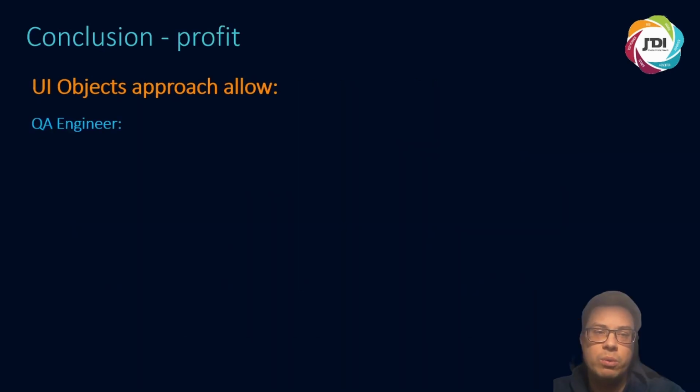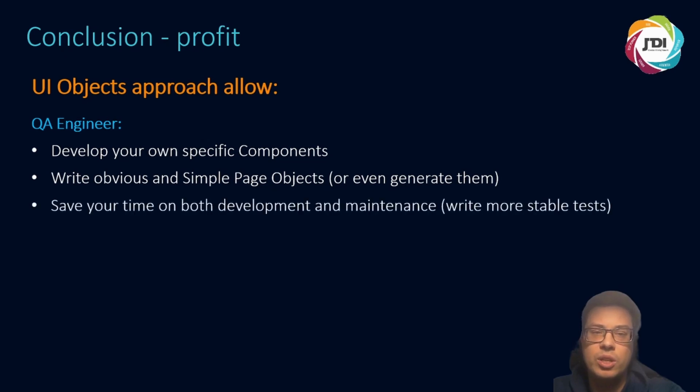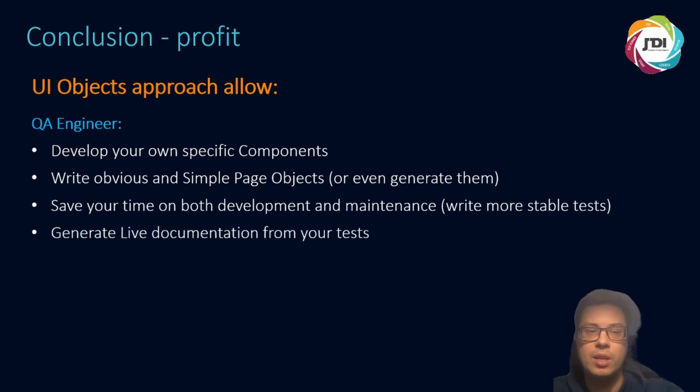Let's summarize what you will have if you use the UI Objects pattern. As the key engineer, you can write your own specific components, write obvious and simple page objects, or even generate them. You can save your time for both development and maintenance of your stable tests. And you will also get live documentation from your tests as a result.